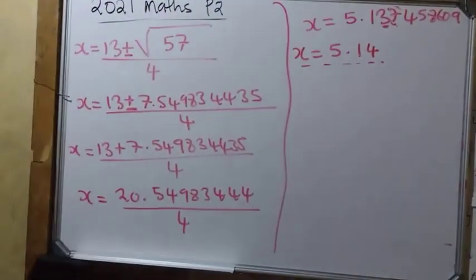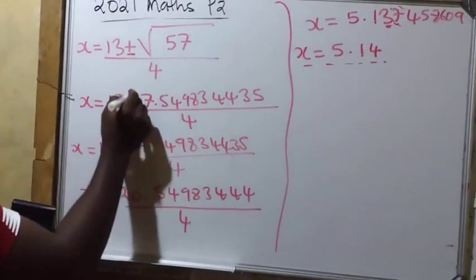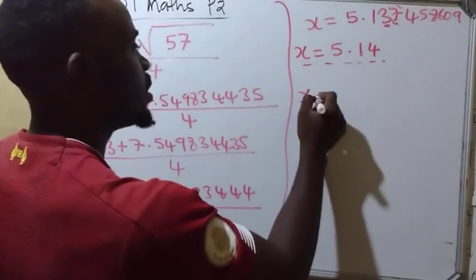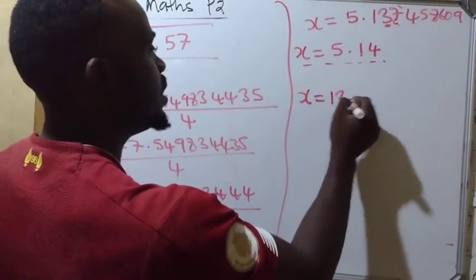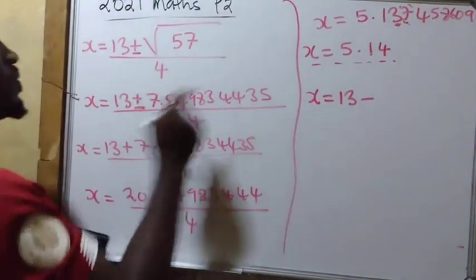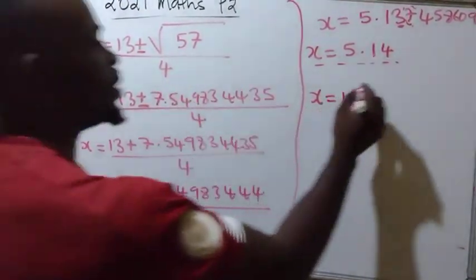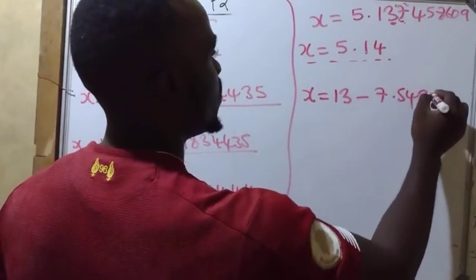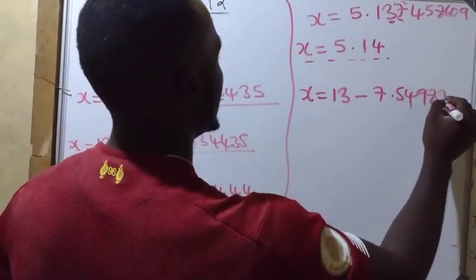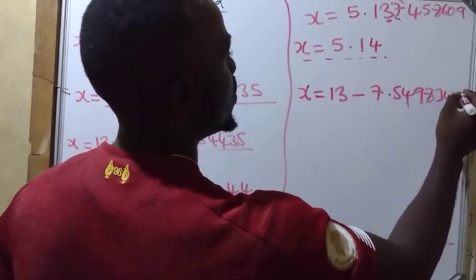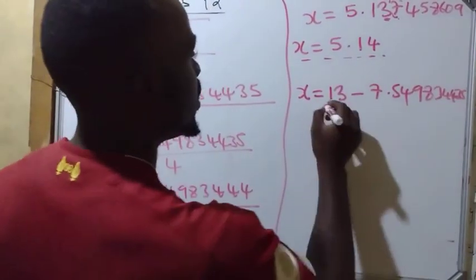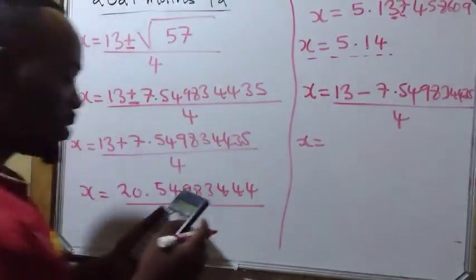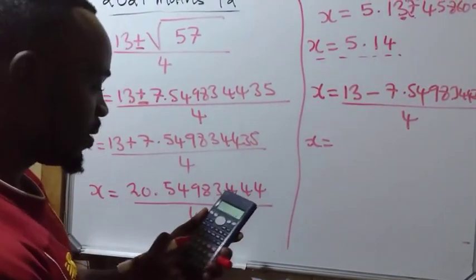Remember I said we are using the addition sign. Now we are remaining with the negative sign. So x equals 13 minus the same value there, 7.549834435, over 4. Let's see what you are going to get on the calculator there.